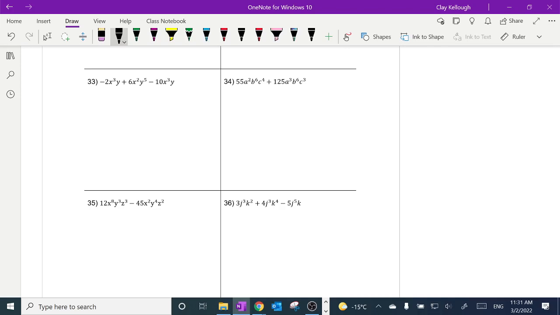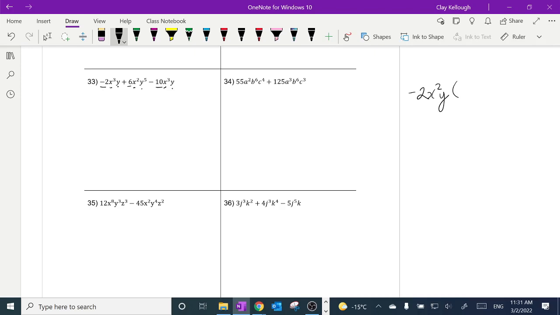For these ones, you're going to look for the greatest common factor that you can find. All three of these terms have a -2 in them, so I'm going to take out -2. Then this has an x cubed, this has an x squared, and this has an x cubed, so they can all give me an x squared. This one has a y, this one has a y to the 5, this one has a y, so they can all give me a y.